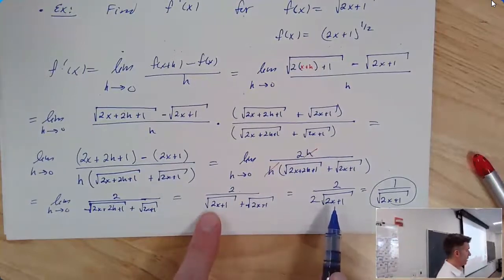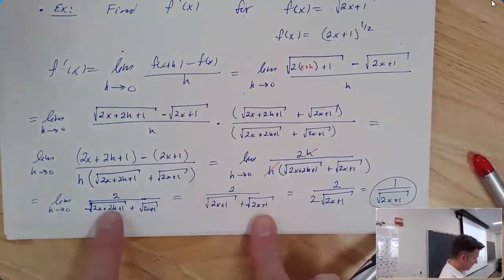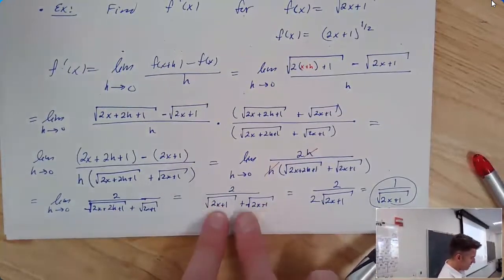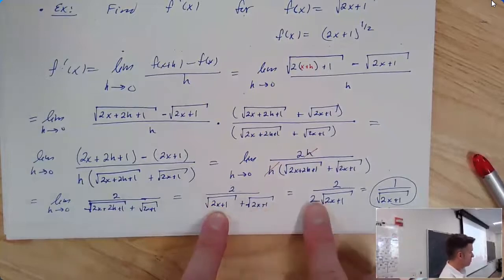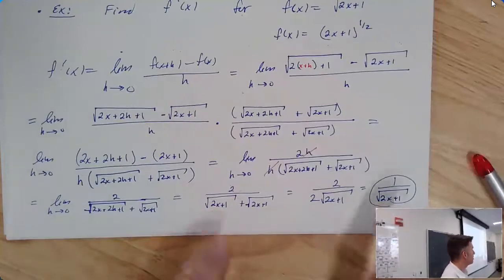So I added them together. If I have something plus the same thing, because the h went away and was 0, then I have 2 of those things. And then the 2's canceled. So that's why we only have 1 of them left at the very end.